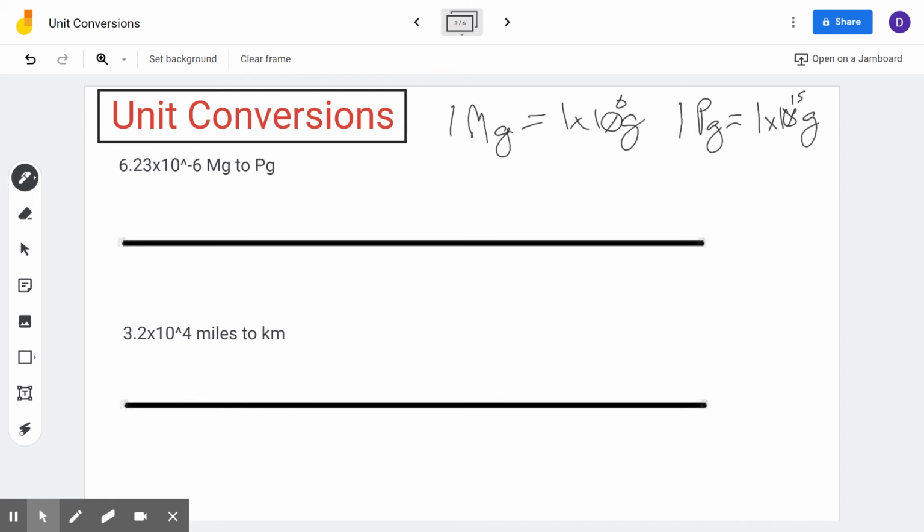So we have 6.23 times 10 to the negative 6 megagrams. We're going to change it to petagrams. Now, 1 petagram is going to be 10 to the ninth megagrams because there's a difference of 9 here. Okay, so this is how it would look. Put your initial right here, 6.23 times 10 to the negative 6th megagrams.